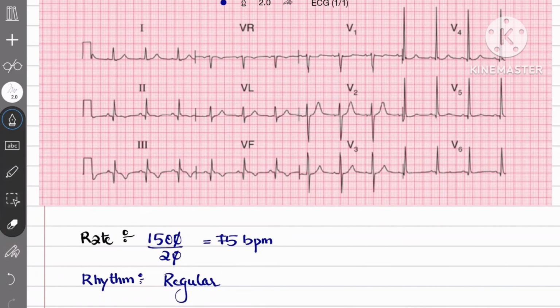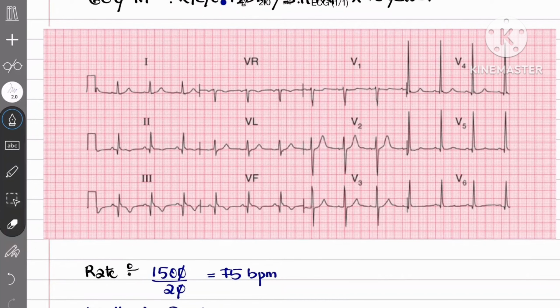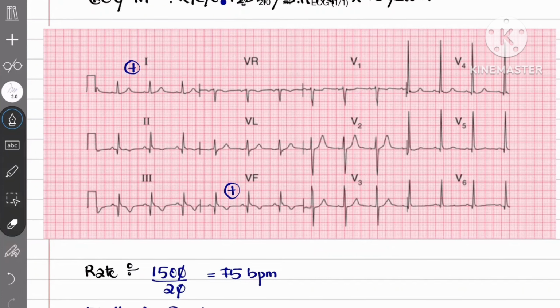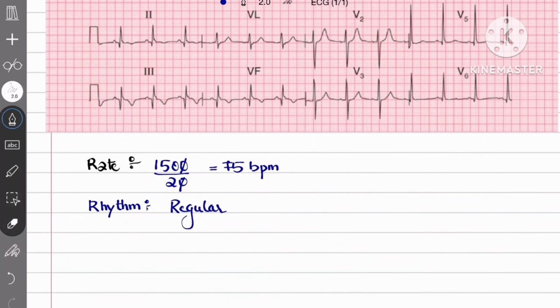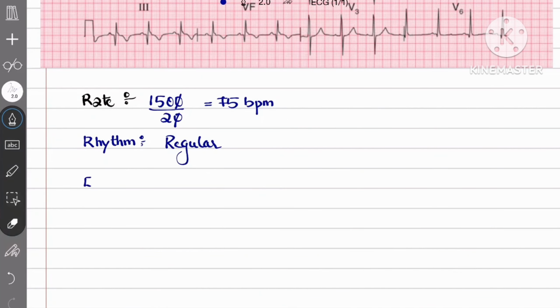Next we are discussing the axis of the ECG. You see lead 1 is positive and lead aVF is also positive. If aVF is positive, there can be left axis deviation if lead 2 is negative. But lead 2 is also positive, so it is purely a normal axis. This is a normal axis ECG.